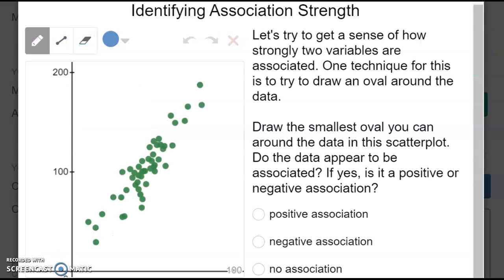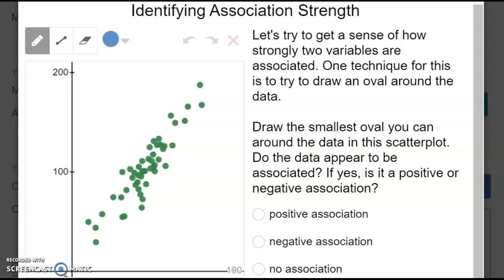This is the first card from Desmos. Now we're going to be talking about strength of association. So far we've talked about the direction being either positive or negative, and then we talked about shape being either linear or non-linear. Now we're going to talk about strength being either strong or weak. So before we start, let's try to get a sense of how strongly two variables are associated.